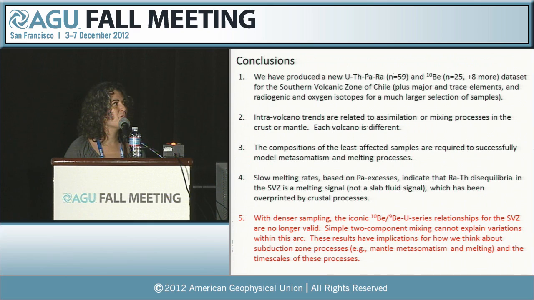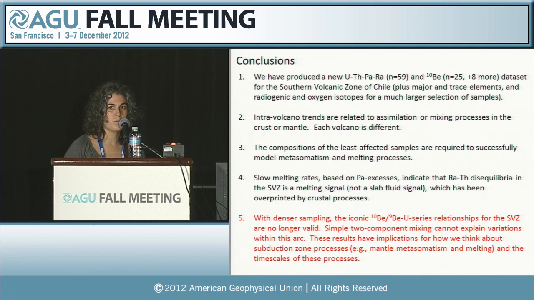Okay, so these are the conclusions. We've produced a new data set with uranium, thorium, protactinium, and radium for 50 samples in the southern volcanic zone, plus beryllium-10 and major elements, trace elements, radiogenic isotopes, and oxygen isotopes. Each volcano has an intravolcanic trend based upon assimilation or mixing processes in the crust or mantle.